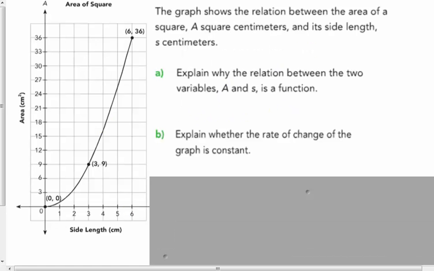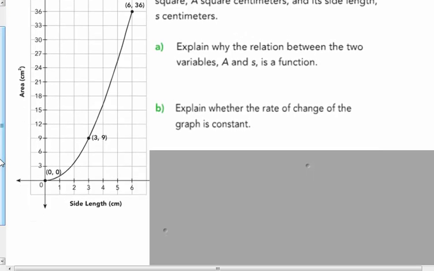The graph shows the relation between the area of a square, A, square centimeters, and its side length, S, centimeters. Explain why the relation between the two variables, A and S, is a function. Well, for each side length, when you square it, you're going to get a unique output. So yes, it is a function.